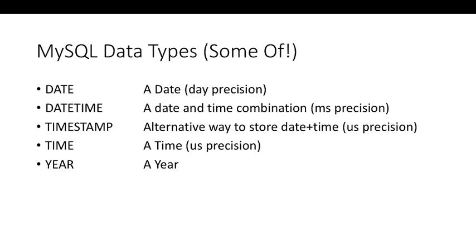So MySQL has a few different ways of dealing with the date. It has date, which is day precision. Datetime, which is, as the name implies, a date and time combination, with precision to milliseconds, thousandths of a second. And there is also another date time format called timestamp, which is an alternative way to store date time, and this has picosecond accuracy.